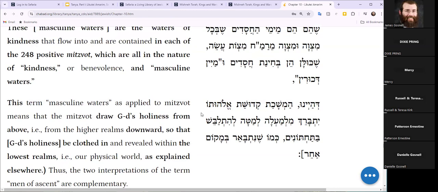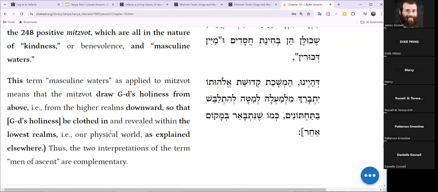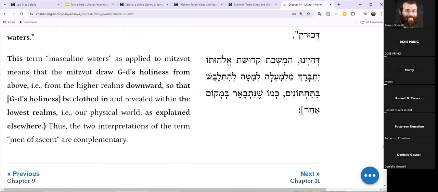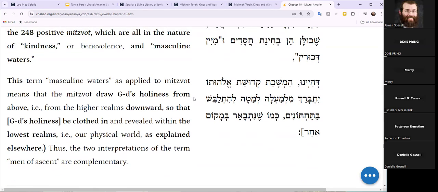So they both, it's like a positive feedback loop, I guess. And men of ascent, that's really cool. And you know that the wording there, it says our physical world. It can mean the world in which we live, the earth, or it could also mean our bodies, because our bodies are like a universe, so that our body could be our physical world. Excellent, yeah. That's cool.